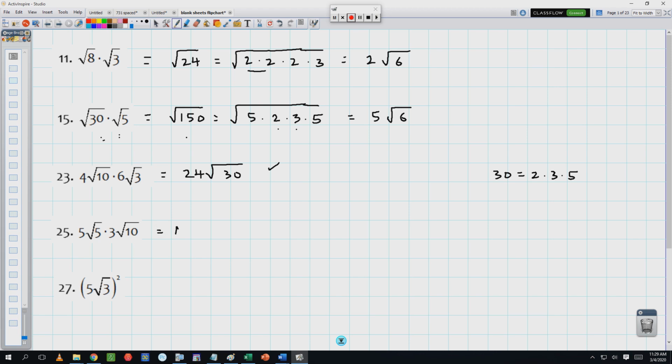3 and 5 are on the outside. 5 and 10 are on the inside. A 50 is a 5 and a 10 because I just multiplied them together. So we have 5 and the 10 is a 2 and a 5. I see that I have a pair of 5s, so I'm going to take that pair of 5s and pull one of those out and multiply with the 15.